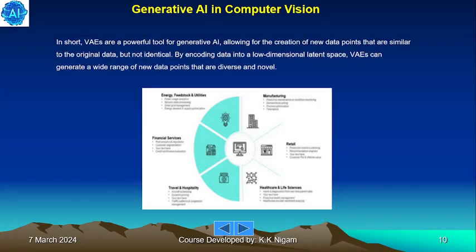In short, VAEs are a powerful tool for generative AI, allowing for the creation of new data points that are similar to the original data, but not identical. By encoding data into a low-dimensional latent space, VAEs can generate a wide range of new data points that are diverse and novel.